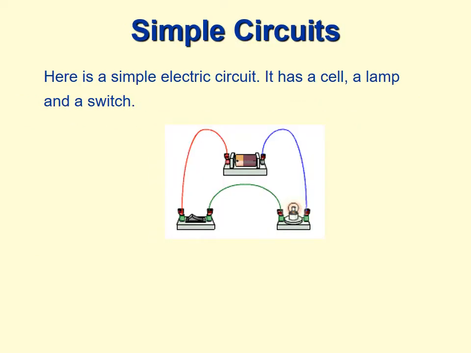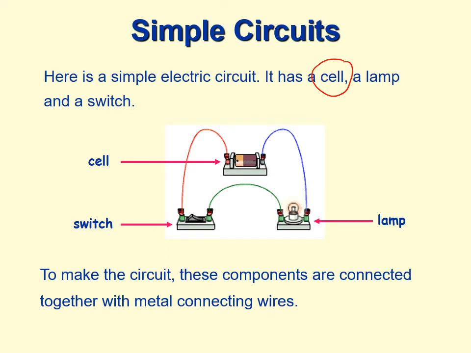So let's have a look at simple circuits. So below we can see a simple electric circuit. It has a cell, a lamp and a switch. Remember, the cell stores chemical energy. So then we've got the cell, the switch and the lamp. To make the circuit, these components are connected together with metal connecting wires, and this completes our circuit.